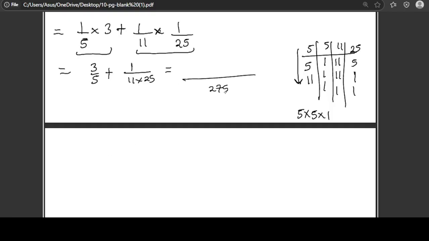275 divided by 5 is 55, times the 3 you have here. 55 times 3 is 165. Plus 275 divided by 275, that's 1 times 1, which is 1. So that's 165 plus 1, which is 166 over 275. And then that's the answer to that question. We've simplified it.